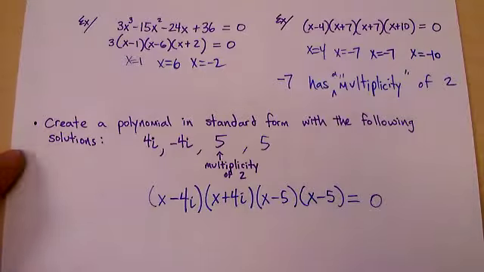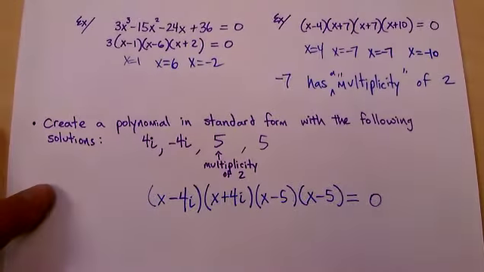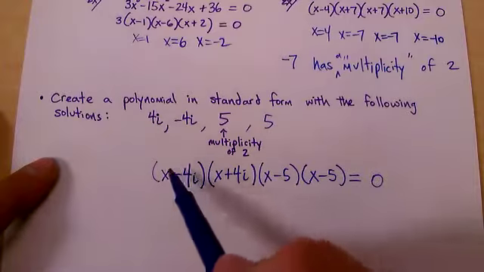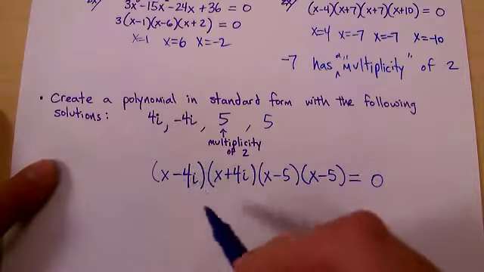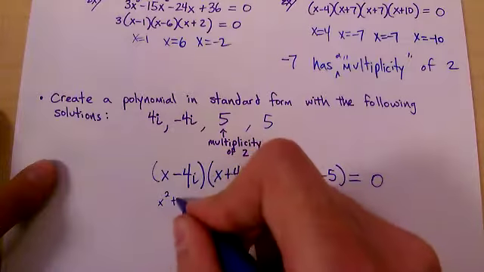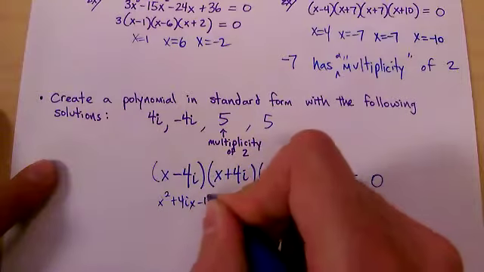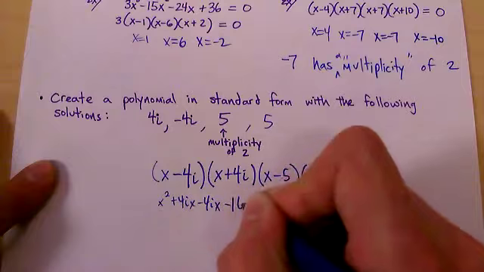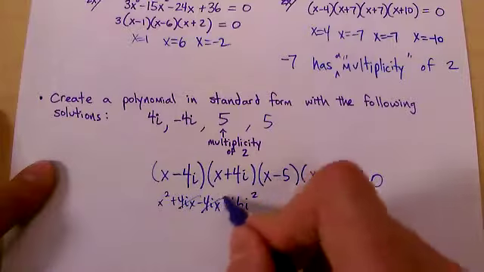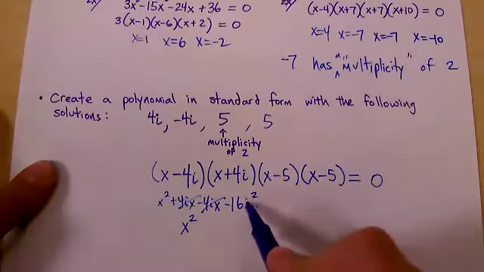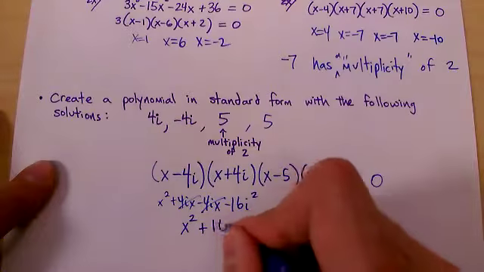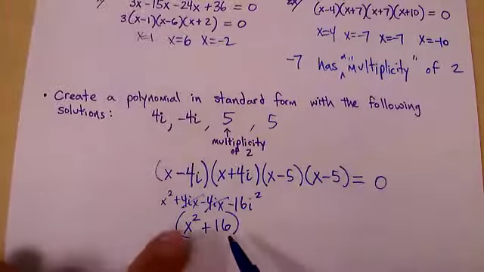But this isn't standard form, so we would just multiply these out and get our new equation. It's easier if you take the i ones and multiply them together. If you do FOIL on these, you get x squared plus 4ix minus 4ix minus 16i squared. The ix's cancel, so you get x squared. And if you remember, i squared equals -1, this turns into plus 16. So my first 2 factors, I multiplied and I got that.